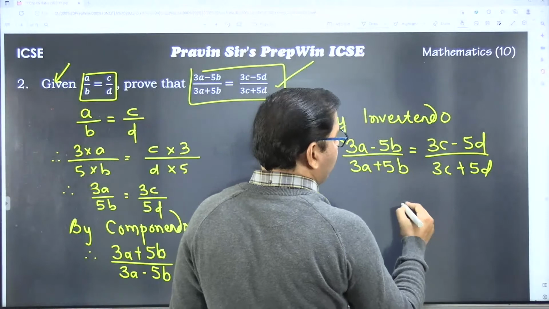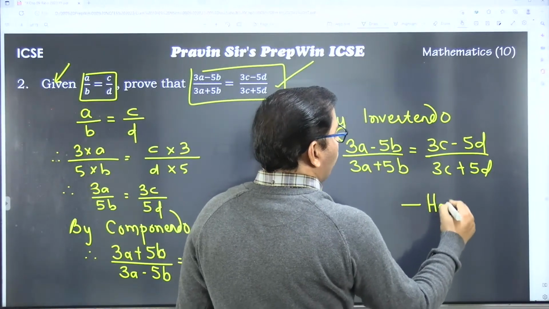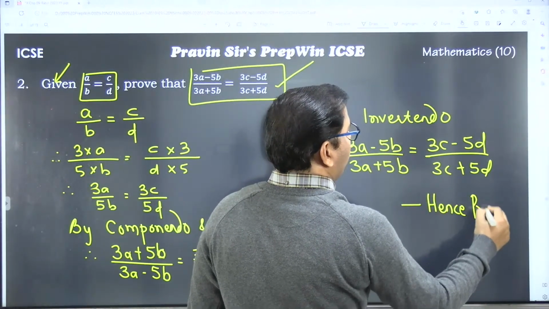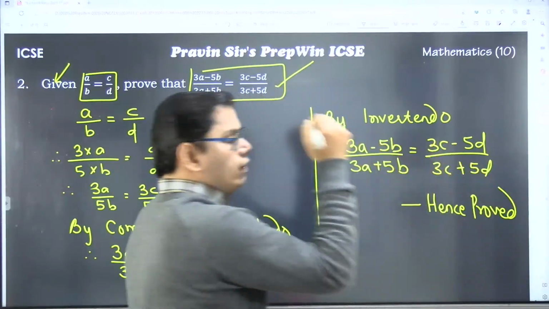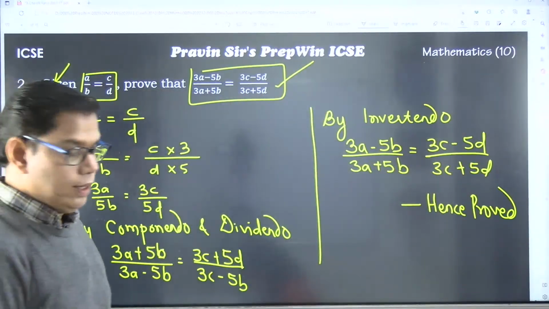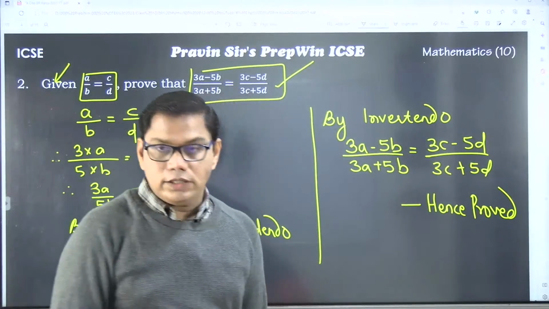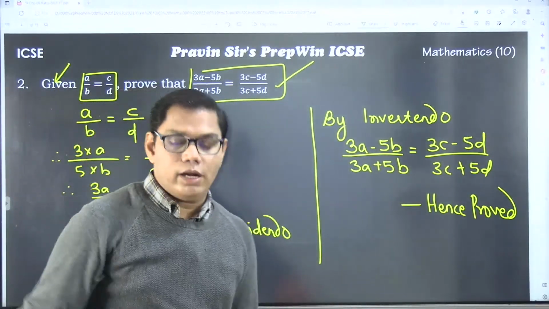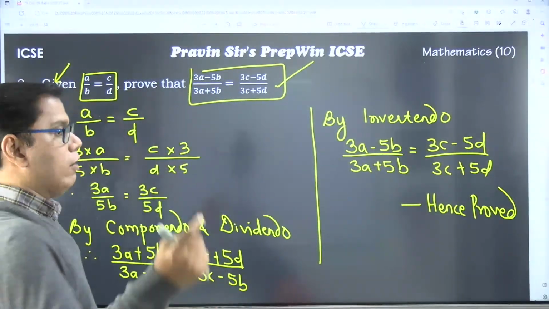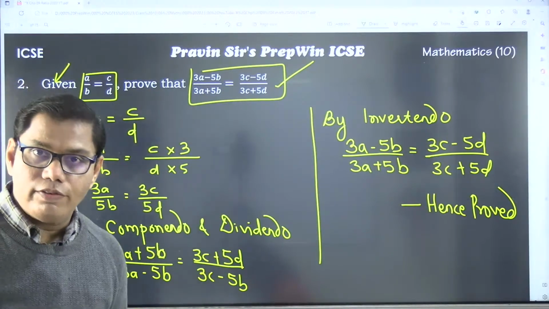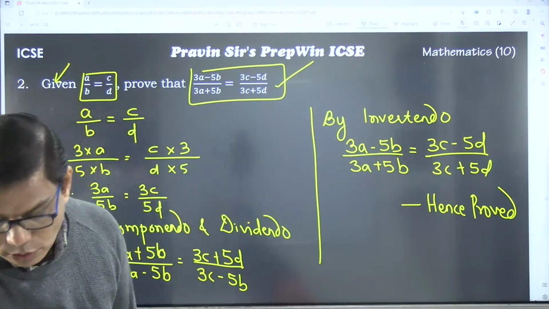If you prove whatever you want to prove, then don't forget to give your autograph, in the form of hence proved. Write in the comment box, have you given your autograph to this question? If you have, I can go on to the next question.